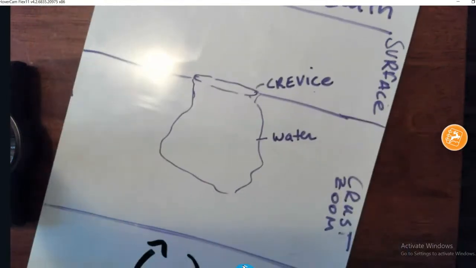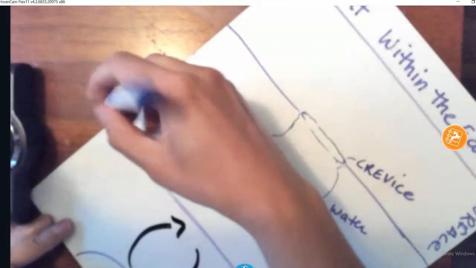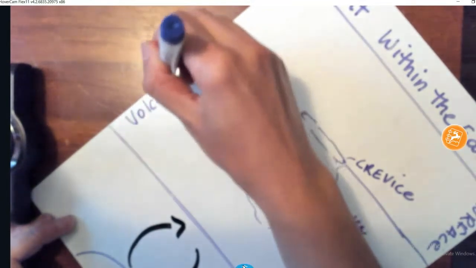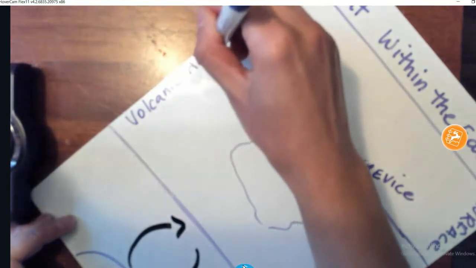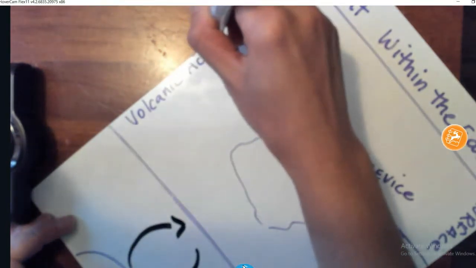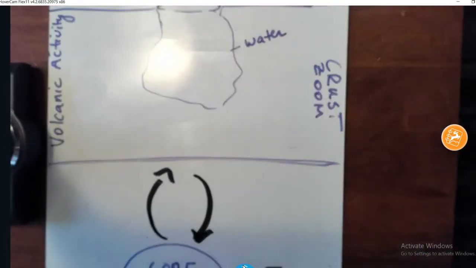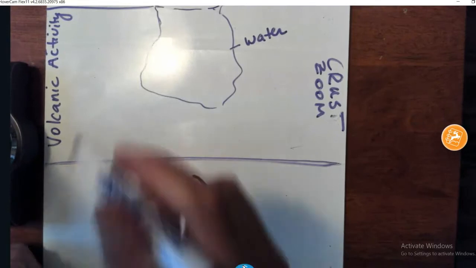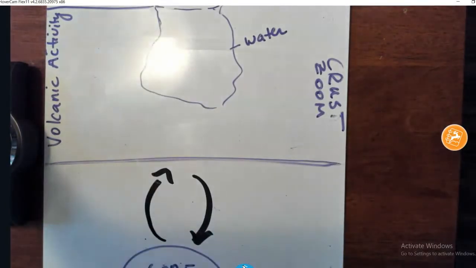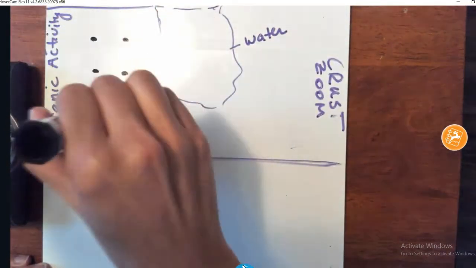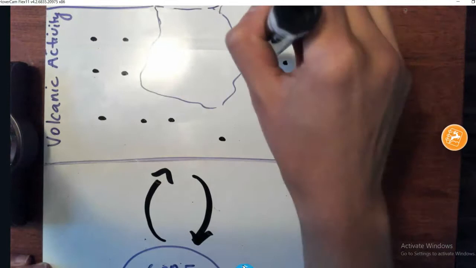So I actually can write this down somewhere over here. This is important information. It is in a volcanic area. I'll just put volcanic activity. Okay, so I know it's very hot in this area. So I would put that there is some very, very high temperature rocks in here. So how would I show the rocks? I guess I can show with dots like this.